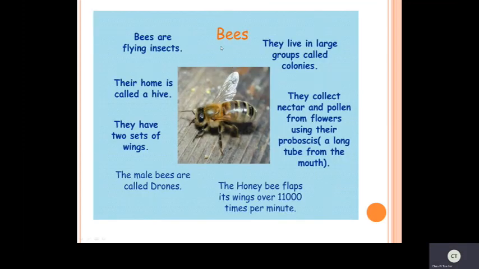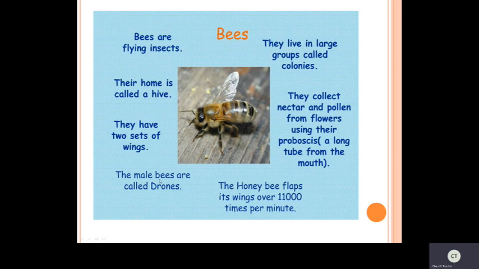Now see these bees. Yes. Bees are flying insects. They live in large groups called colonies. They collect nectar and pollen from flowers using their proboscis, that is a long tube-like structure.